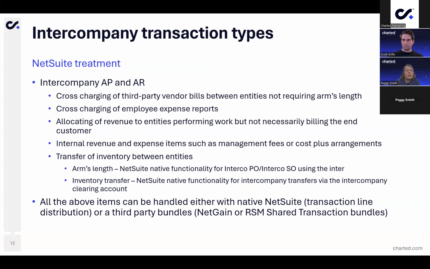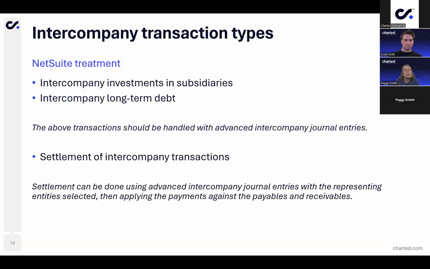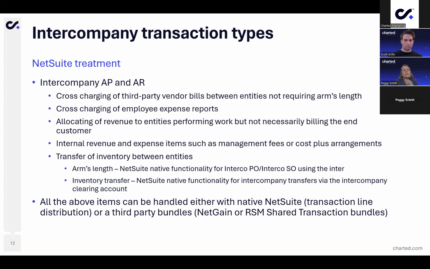Now, that should not say RSM shared bundle. That should say NetGain shared bundle. I apologize for that. That is incorrect. Oh, NetGain, sorry, NetGain or RSM. RSM does have a shared transaction bundle as well. My apologies. So there are third-party products out there. NetGain, RSM. There's the native NetSuite.